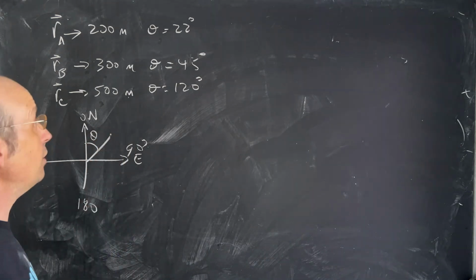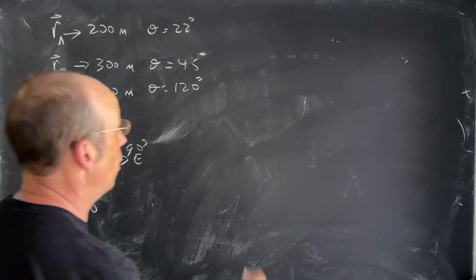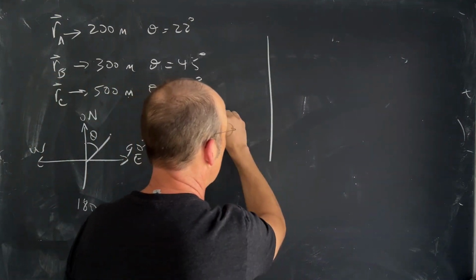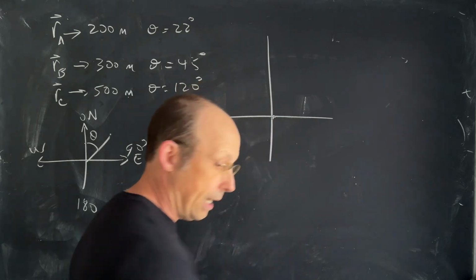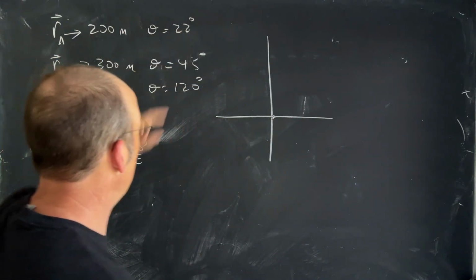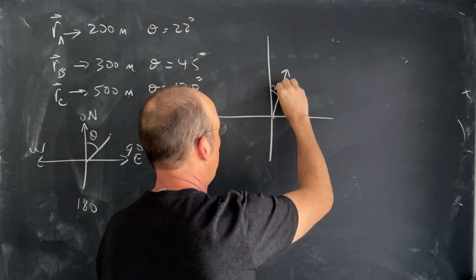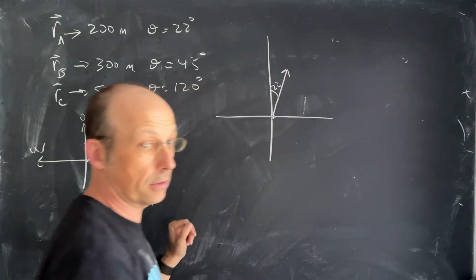Okay. So let's just sketch these 3 paths. But we want to find out how to get home. So imagine that we do this. I'm going to start right here. Now I'm going to move 200 meters at 22 degrees. So that's going to be like this. And this is just a sketch. So this is 22, and that's 200 meters.